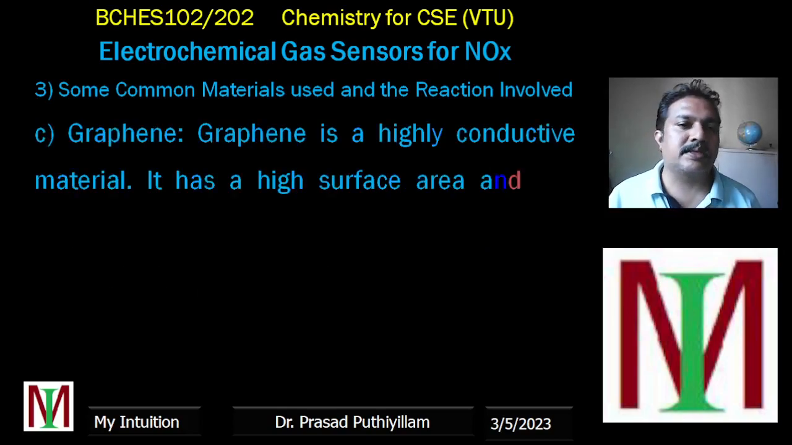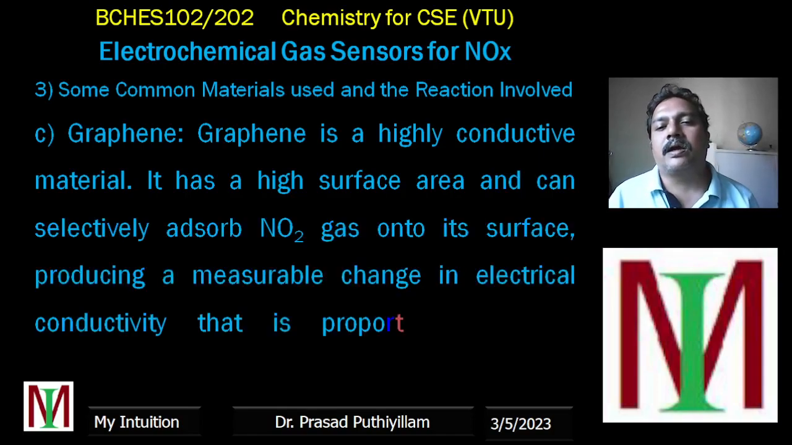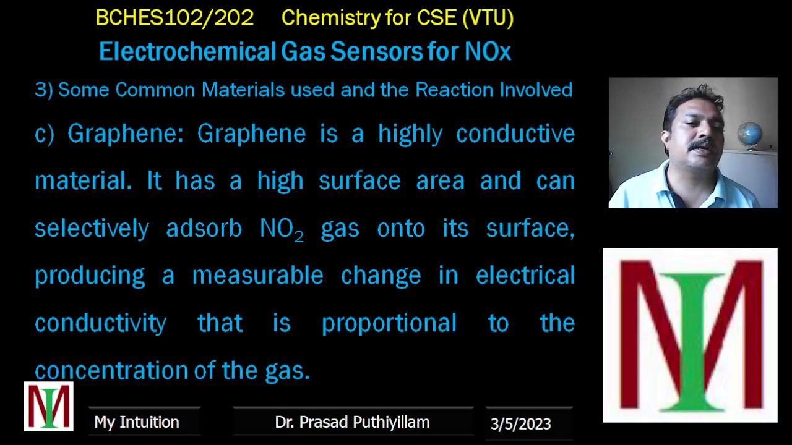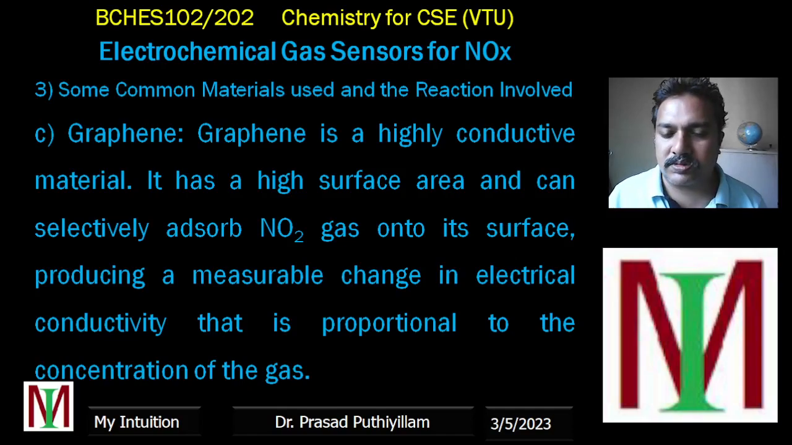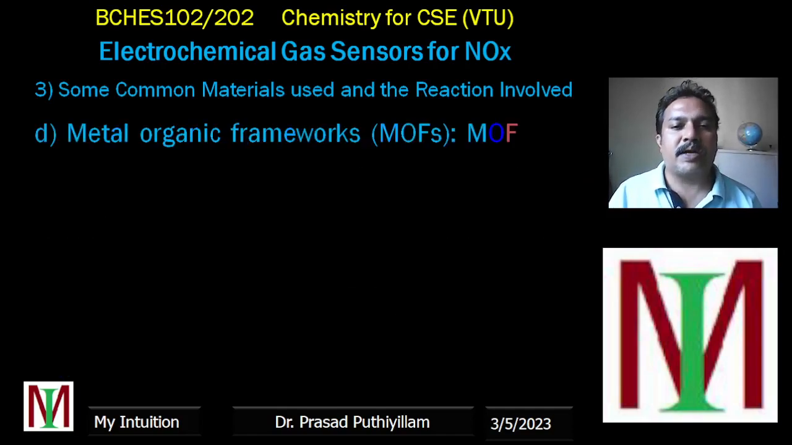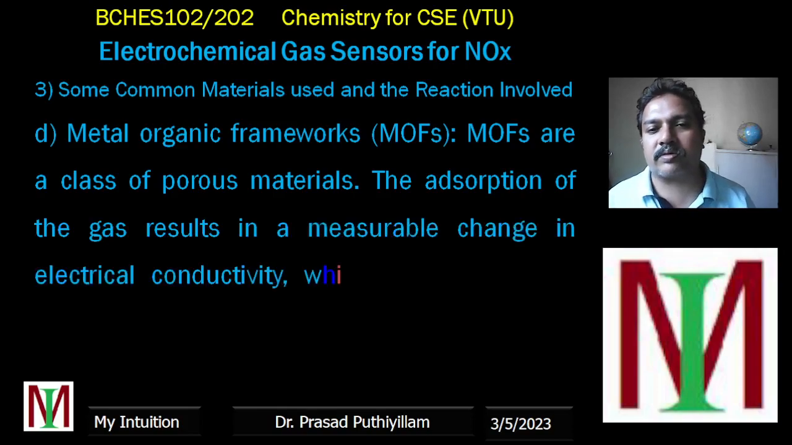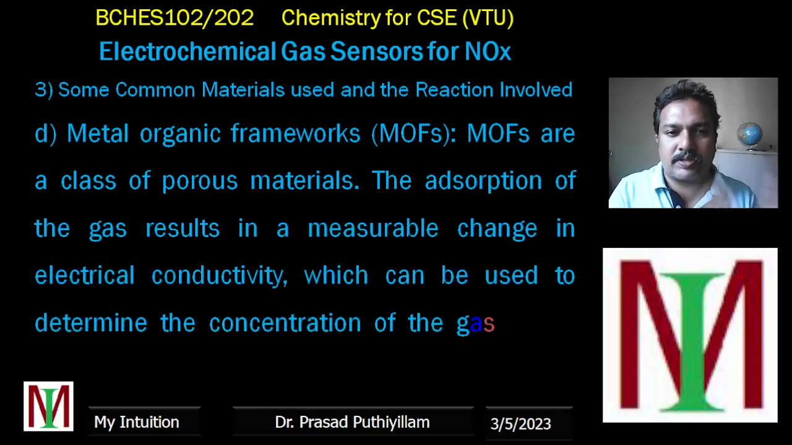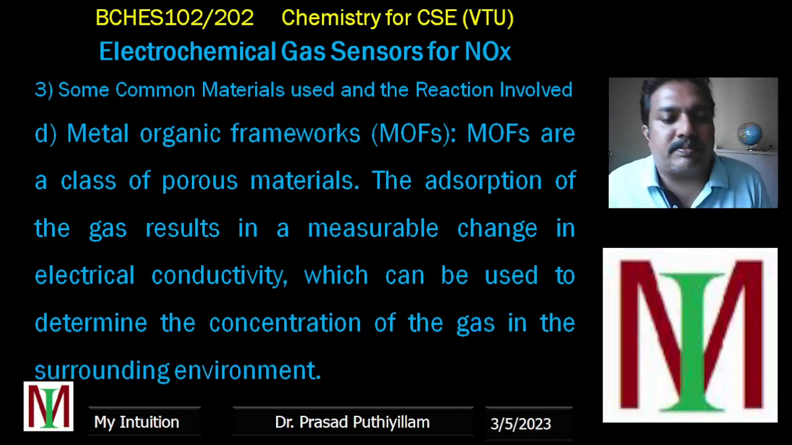Other electrode materials like graphene are highly conductive, have a high surface area, and are very selective in adsorbing NO2 gas. Therefore, it also produces measurable changes in electrical conductivity, which is proportional to the concentration of the gas. And metal organic frameworks. Actually, in a previous class video, I introduced metal organic frameworks. Here I'm explaining in detail, and I'm giving some examples also.